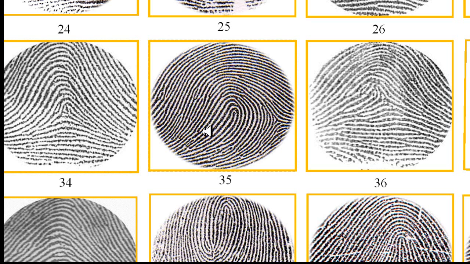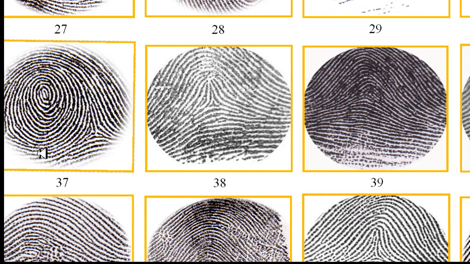This pattern is not a plain arch or a tented arch, and hopefully you would recognize this as a tented arch because of this structure right in here. 37, 38, and 39. 37 is not a tented arch. It should not be recognized as a plain arch. 38 clearly is an example of a tented arch. 39 is an example of a plain arch, and hopefully you recognize that as a plain arch.